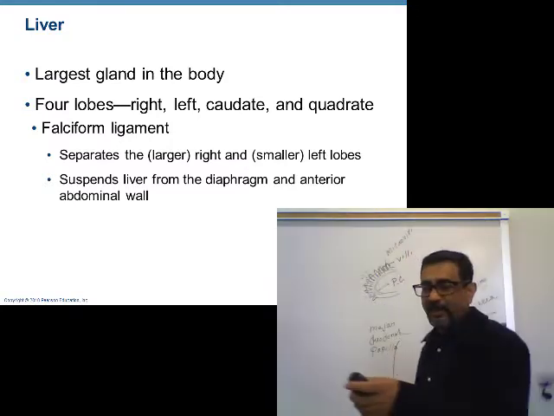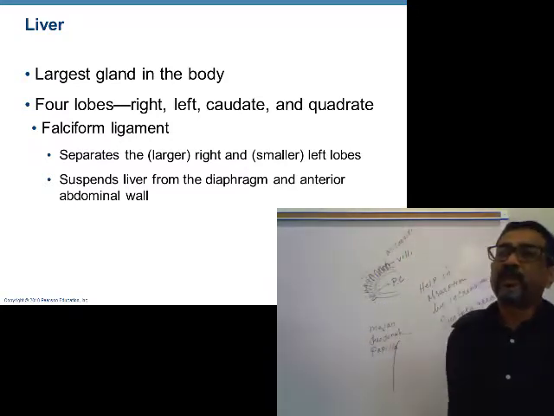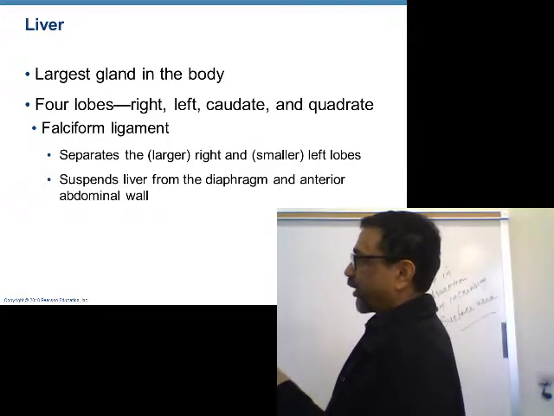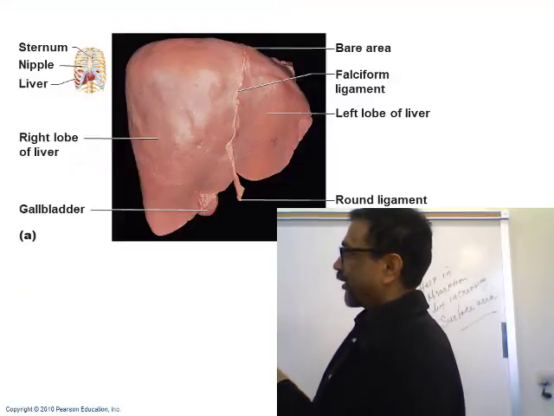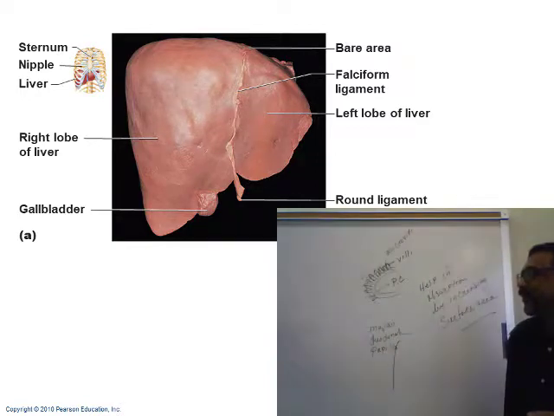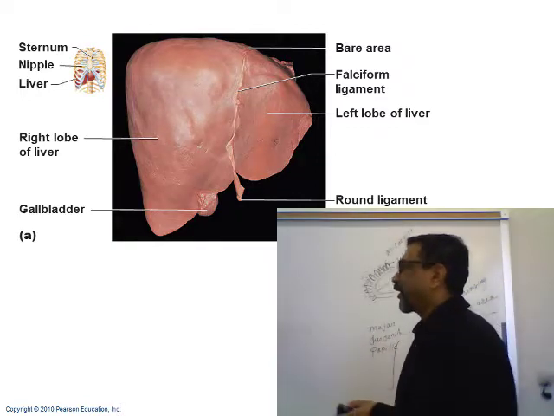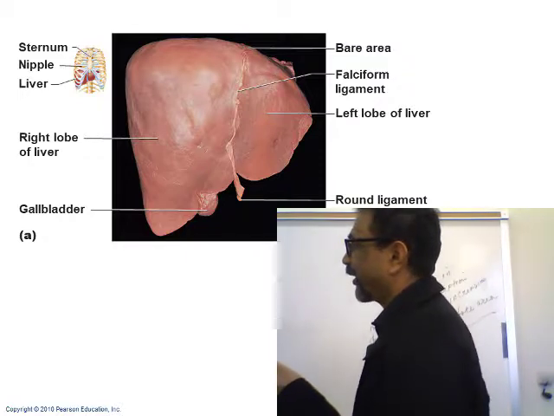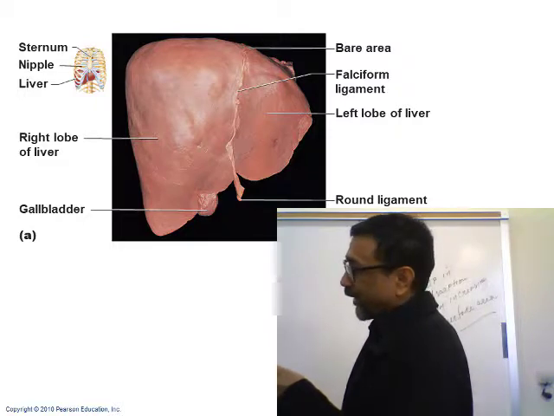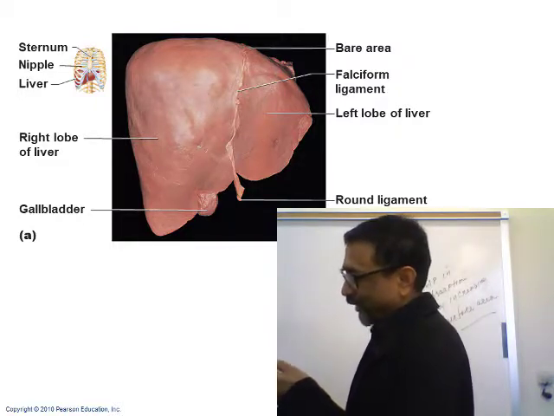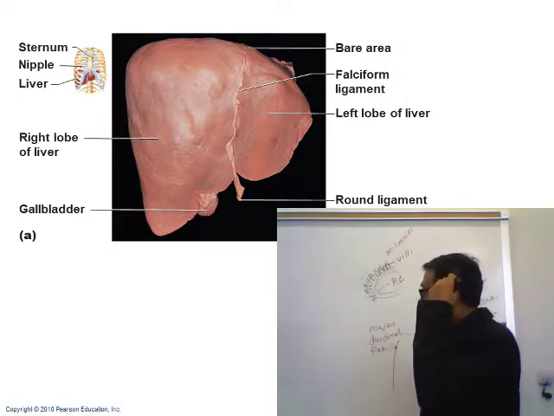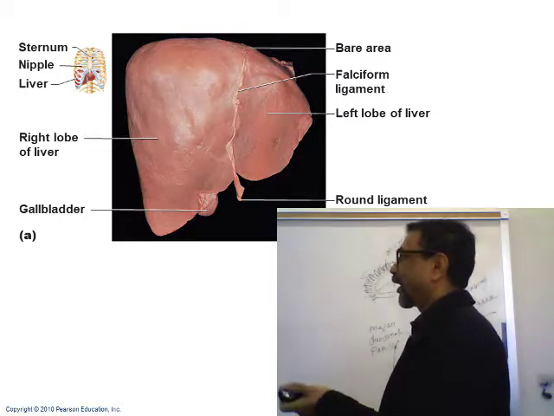Liver is tied to the body wall by the falciform ligament. Liver is a large organ. It must be held attached to the body wall. So the falciform ligament plays a very important role. It suspends the liver from the diaphragm and anterior abdominal wall. By looking at the falciform ligament, you can separate the right and left lobes because the falciform ligament is attached in between the right and left lobe.